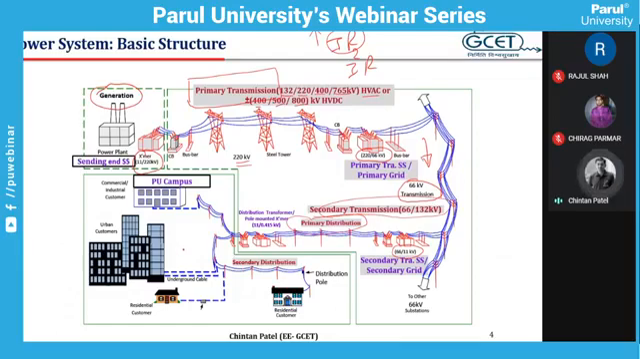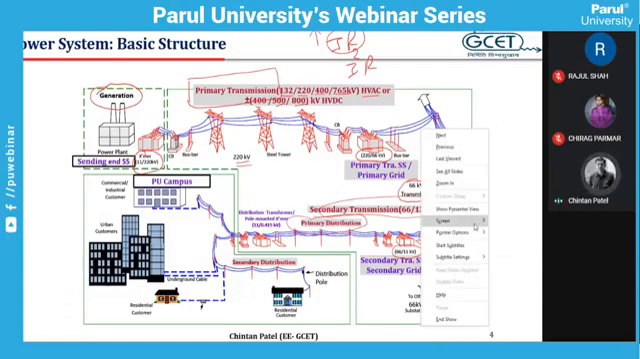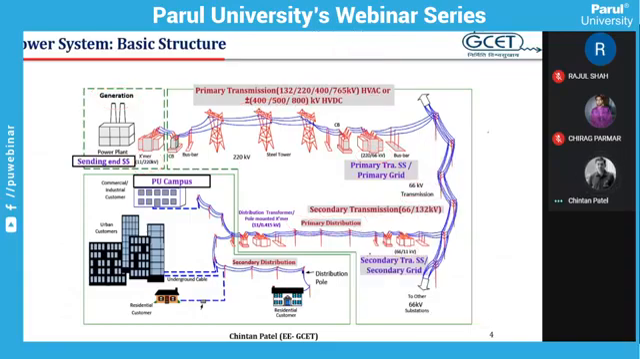Now, if you notice the basic structure of the power system, a very interesting point is that in this entire network, only one step-up transformer is used. And this step-up transformer is available at the power plant. Remaining all the transformers are step-down transformers. So the important thing here is the transmission and distribution network.